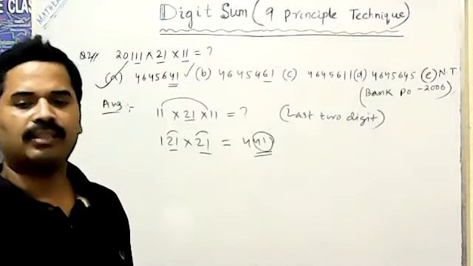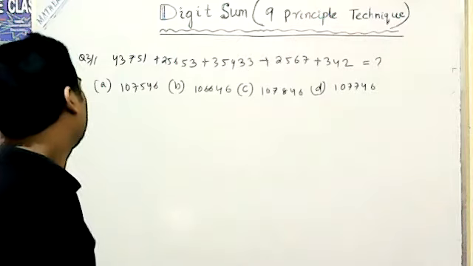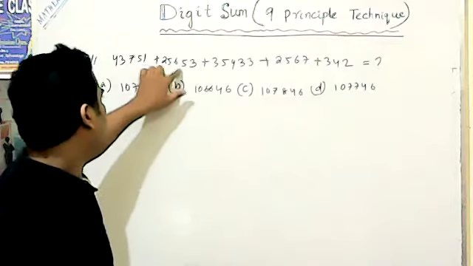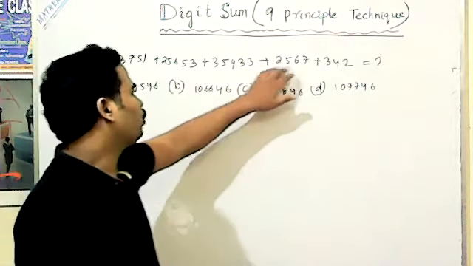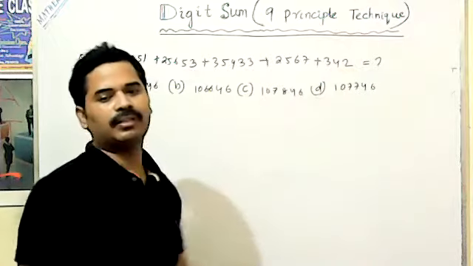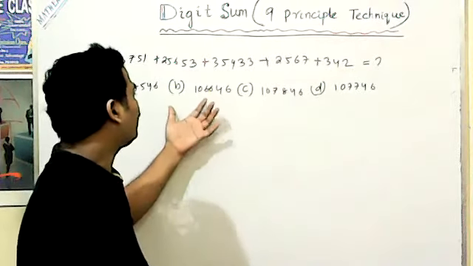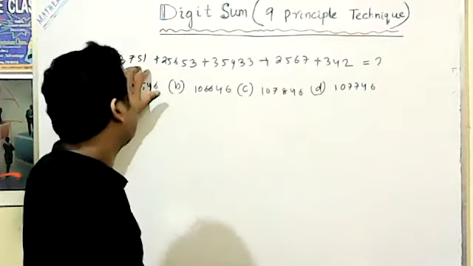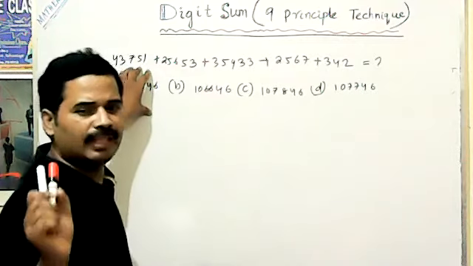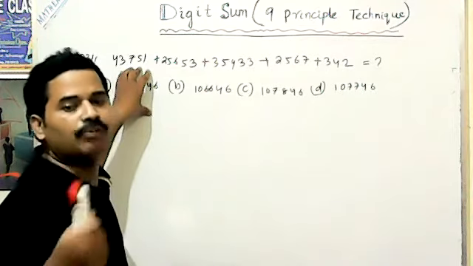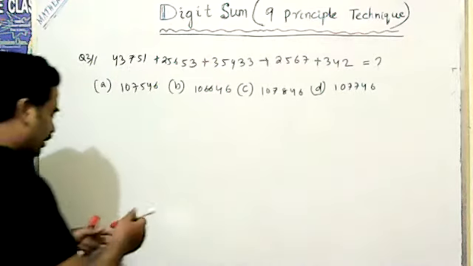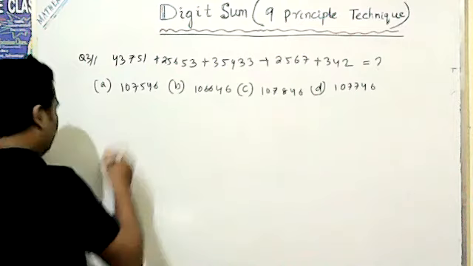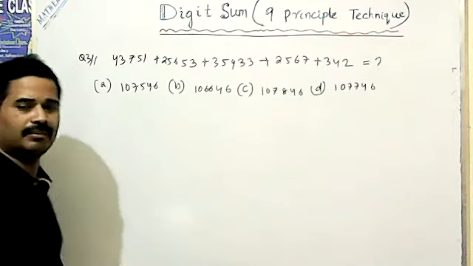Next question. This is the question: 4743751256533543256732567342 is equal to. That means it is a big numbers addition. Adding the big numbers would take at least 1 minute. So how can we do it quickly? To do it quickly, we take the digit sum technique, and we will get the answer.